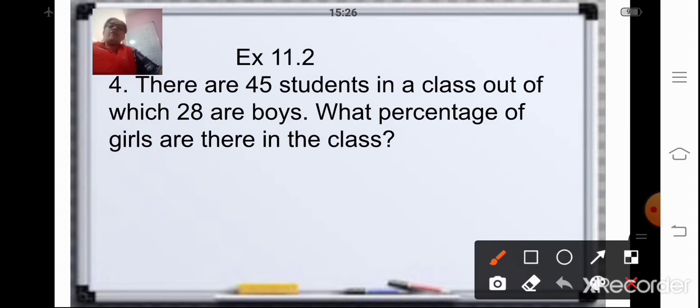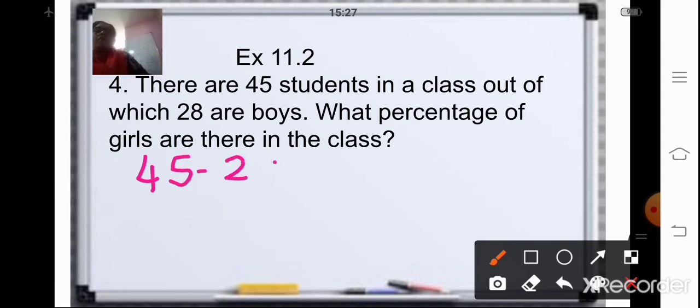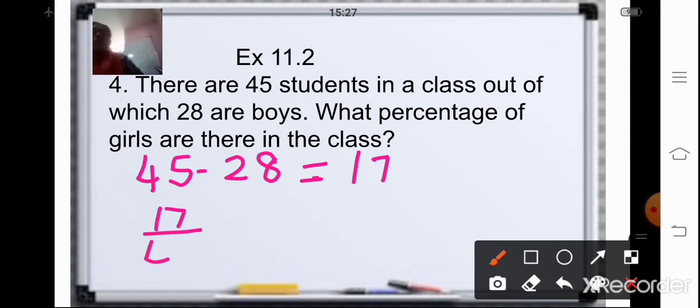Children, here 45 students are there in total, out of that 28 are boys, but we have to find the percentage of girls. Before we find the percentage of girls, we have to find out how many girls are there in the class. To find that, we will subtract the total number of students minus the number of boys. Now 45 minus 28 is 17. So 17 are girls out of 45.